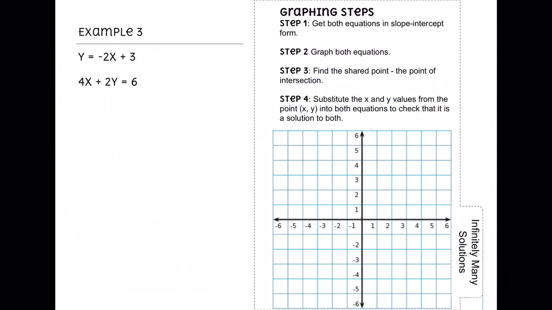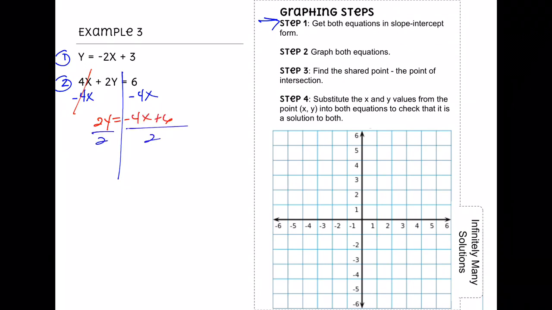Let's turn the page. Okay, so step 1, get both equations in slope-intercept form. 1 checks out, 2 needs some help. So let's help number 2. We're going to subtract 4x from both sides. That gives us 2y equals negative 4x plus 6. And then divide both sides by 2 to get y by itself. That gives us 1y equals negative 2x plus 3. So that's our new number 2.